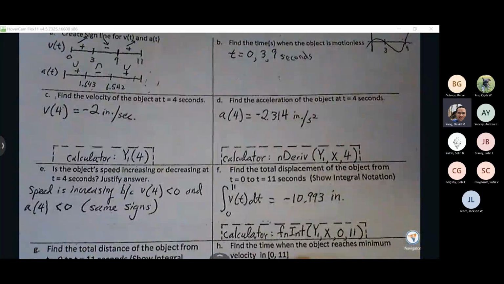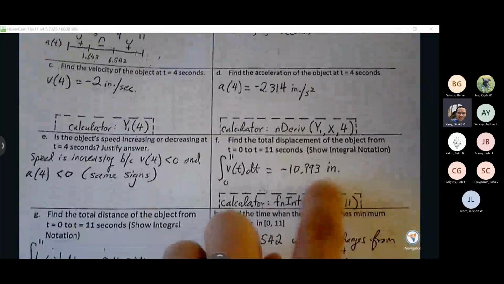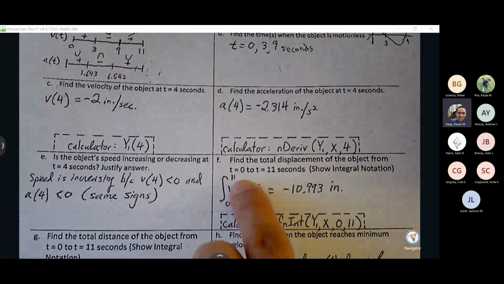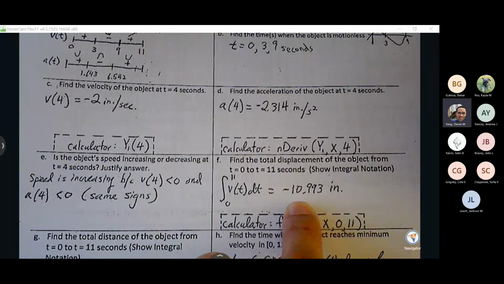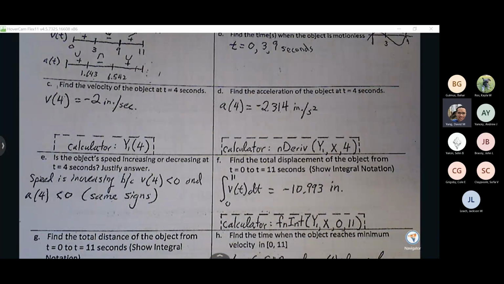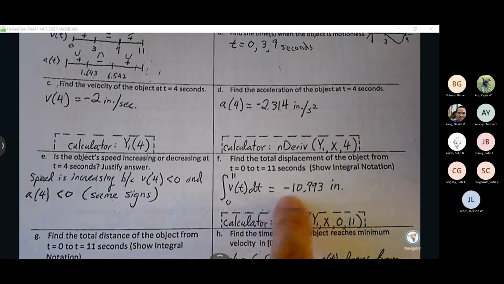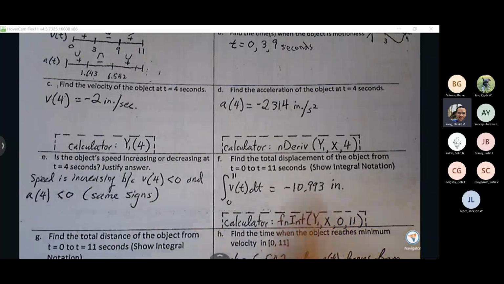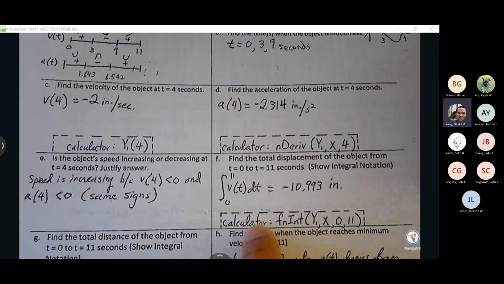The reason why this is negative is because this is telling us that between 0 and 11, this object is going to have a displacement of about negative 11 inches, meaning that it's going to be going left. It's going to cover a distance of 11 units in the other direction, in the left direction.